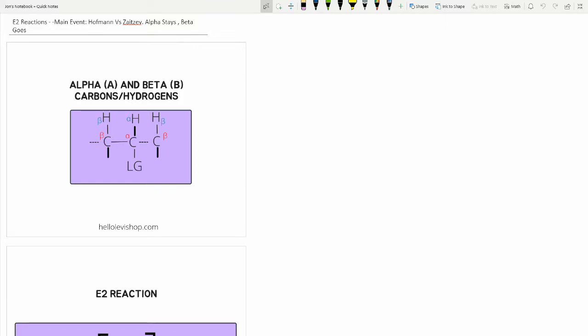Before we start, let's define a few things. The alpha carbon is the first carbon that is attached to the functional group. In this diagram, the alpha carbon is shown in the red alpha symbol right here. The alpha hydrogen is the hydrogen attached to the alpha carbon, which is depicted in the blue alpha symbol. The beta carbon is the second carbon atom in the chain next to the alpha carbon. That's indicated in the blue beta.